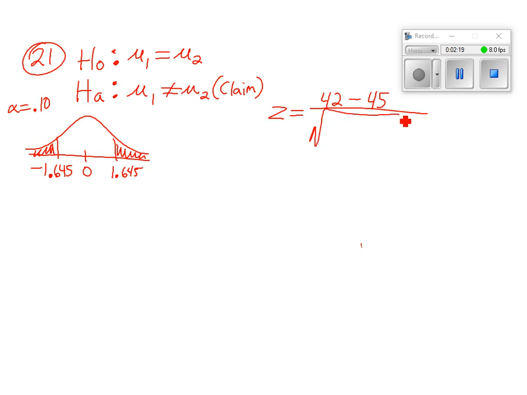Square root, and then 4.7 squared over 35, and then plus 4.3 squared over 35. They did 35 on both tires. So on top here, I know I got -3. On bottom, do what?